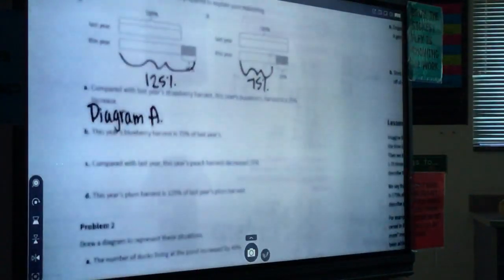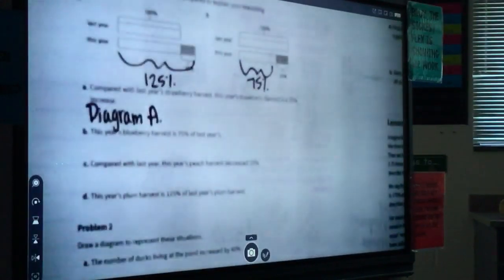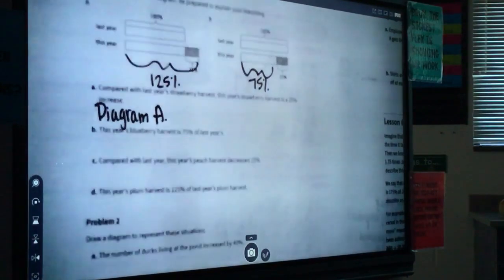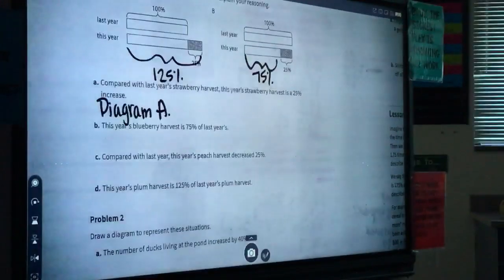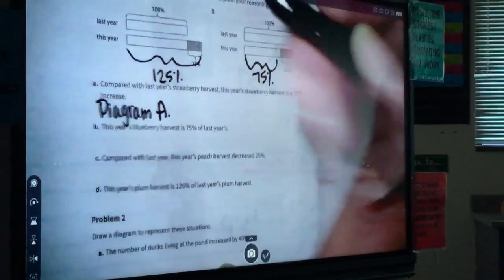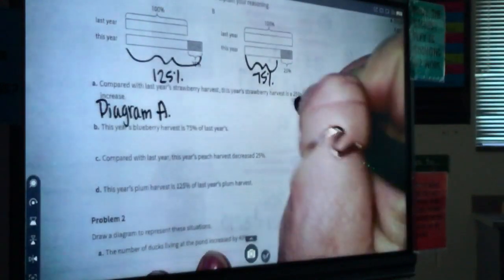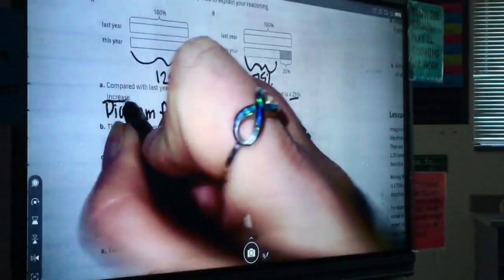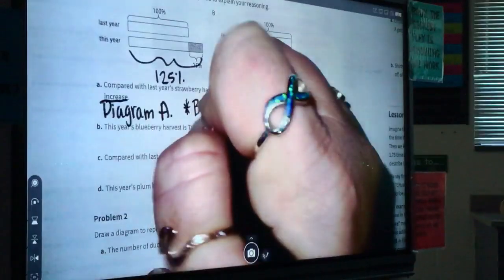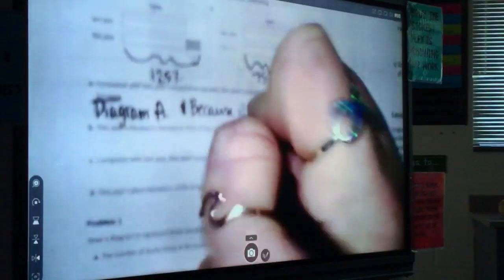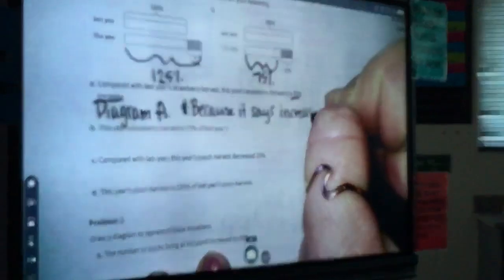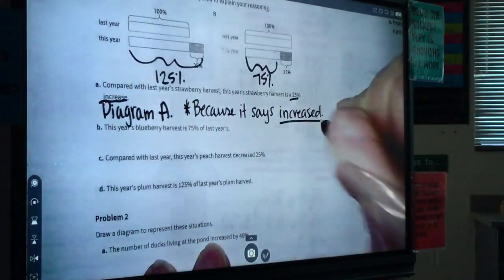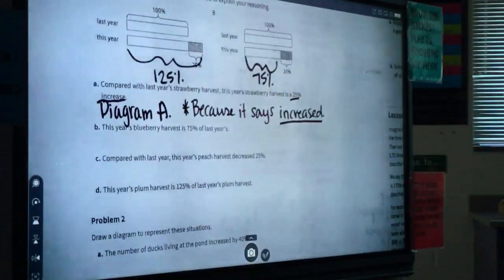All right, why? Why does diagram A go with A? Summer: Know that this year it shows that it was 25% more, and also it says increase in the sentence where it says compared with last year's strawberry harvest, this year's strawberry harvest increased by 25%. Okay, so that keyword of increased. All right, have a seat.